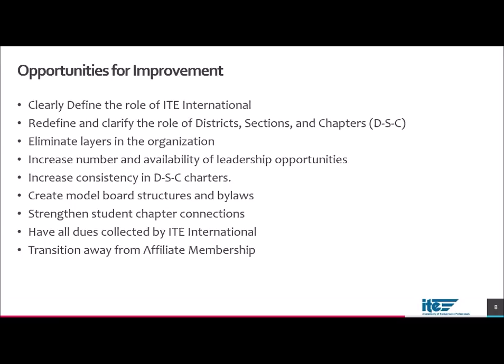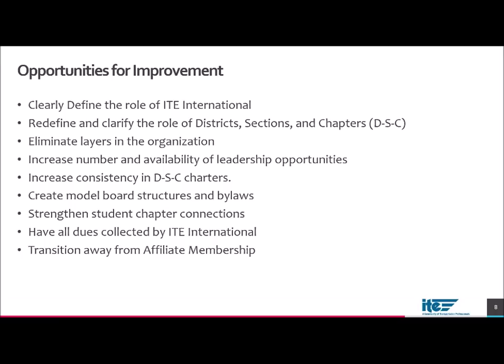Through that process, to the extent that we can, we should try to eliminate layers in the organization. When we have layers that don't need to be there, it creates barriers to communication and barriers to the organization working efficiently. So where there are opportunities to eliminate layers, we should do that and increase the efficiency of the organization. Through this process, as I mentioned, to the extent we can provide more and better opportunities for people to participate in leadership, that's a positive thing for the Institute.